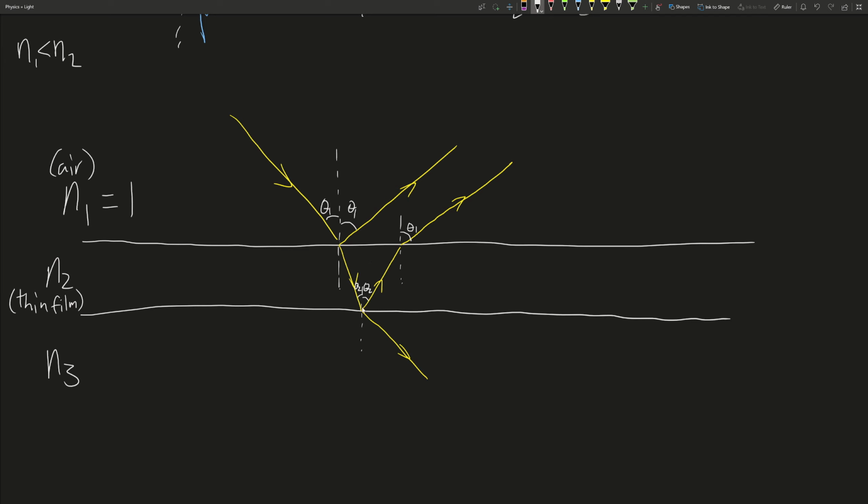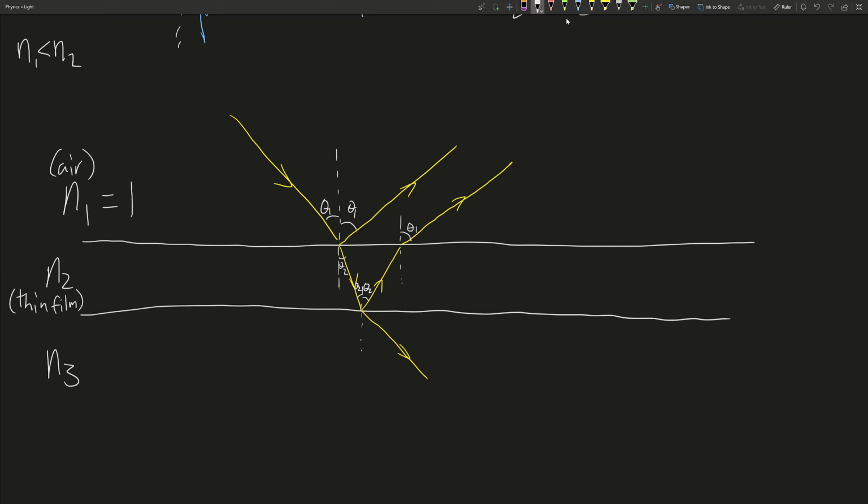So these angles are both theta 2, again by Snell's law. And then this is theta 2, as you can see, because these are alternate interior angles. So by Snell's law, this has to be theta 2, and then these two have to be the same.